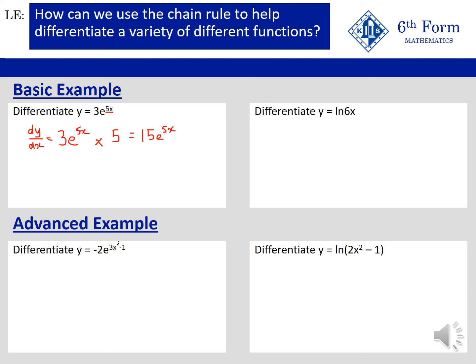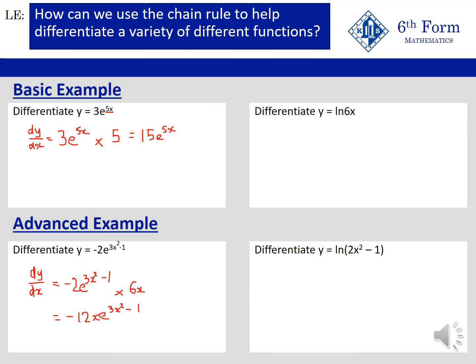If we try the slightly more advanced e to the x example, so to calculate dy by dx, if we differentiate the exponential function it stays the same, so all of this is going to stay the same to start with, and we're going to multiply by the derivative of the power. If I differentiate the power, which is 3x squared minus 1, I'm going to end up with 6x. So again, if we just tidy that final result up, we're going to end up with -12x e to the power of 3x squared minus 1.